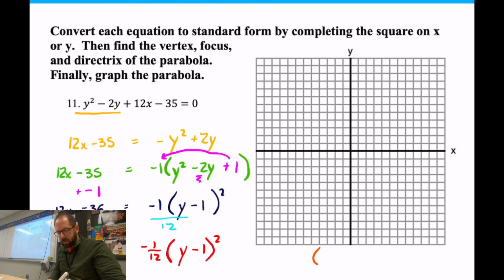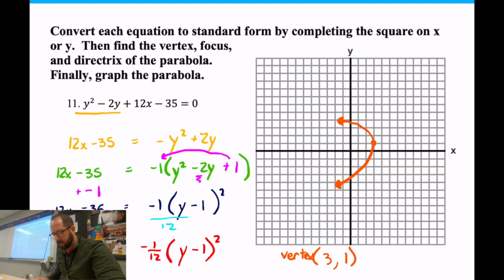So, the number with the x is 3. The number with the y is a 1, and that's my vertex. That's where the bowl starts. So, 3 over, 1 up. Boom. And we know the bowl's going this way, and yes, I'm just going to draw it right away. We know it's going that way.